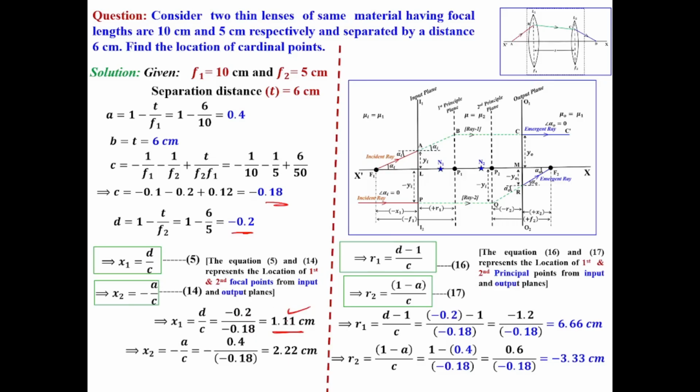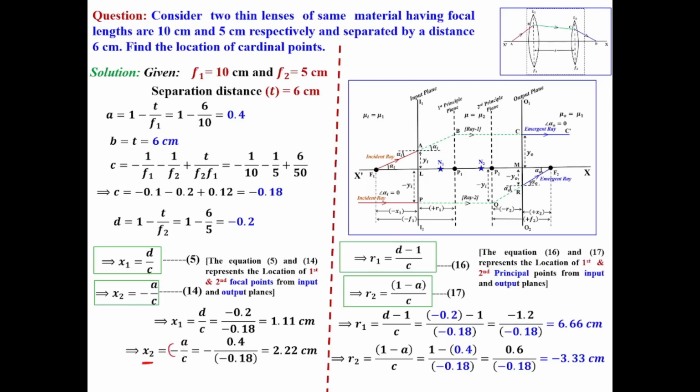Here you just remember one thing, as this value came as positive, 1.11 centimeter, that means for this case first focal point will be located towards right of this input plane. Somewhere here like this, F1 will be here. How much distance we have to move? 1.11 centimeter.